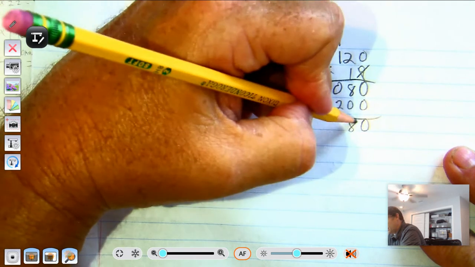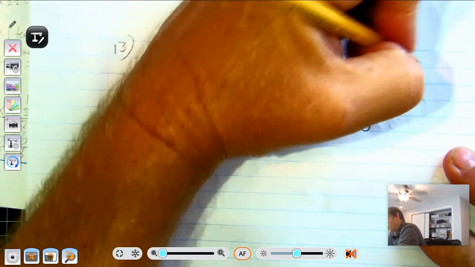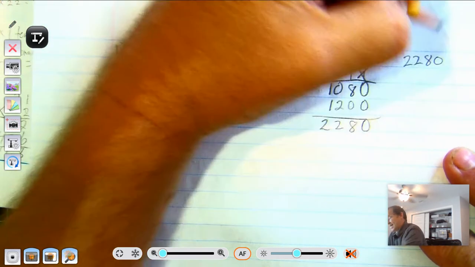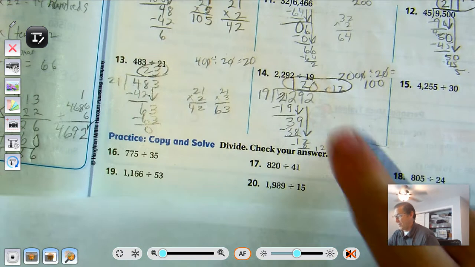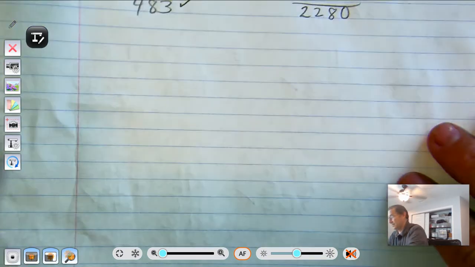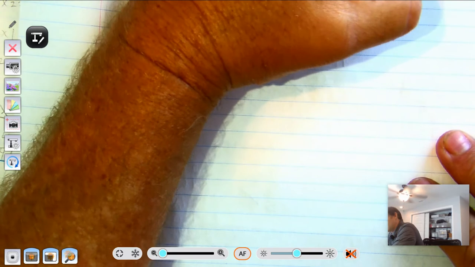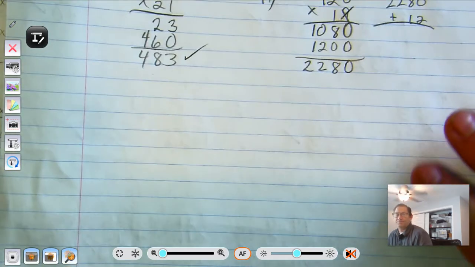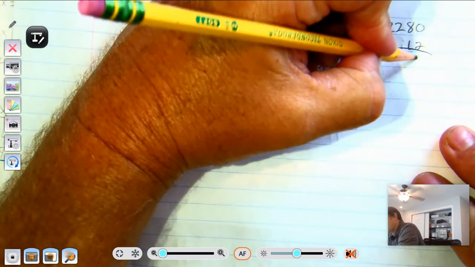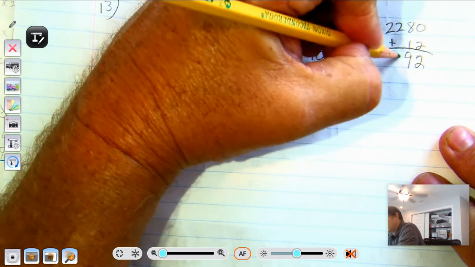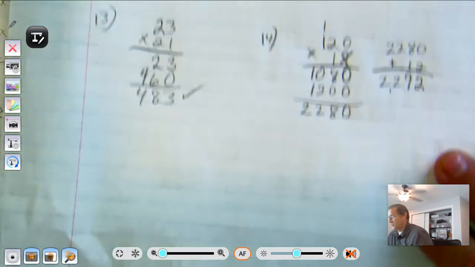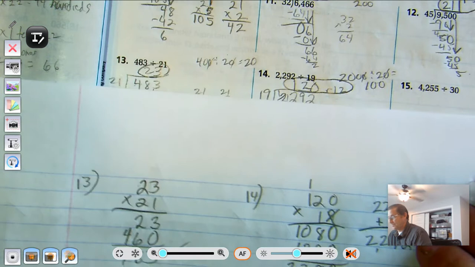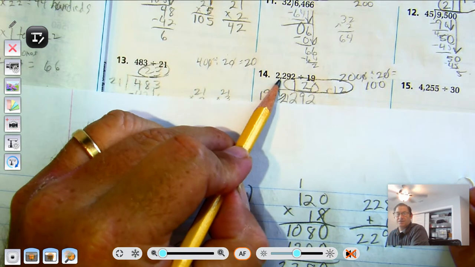Add that together. We are at 2,280. And we had a remainder of 12. So add the 12. 2,292. That does match our dividend.